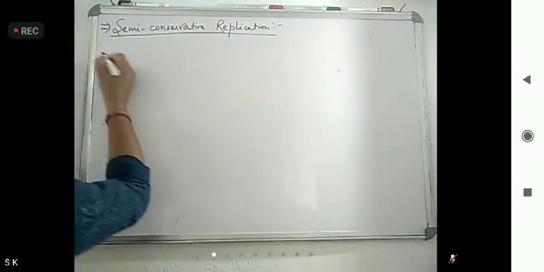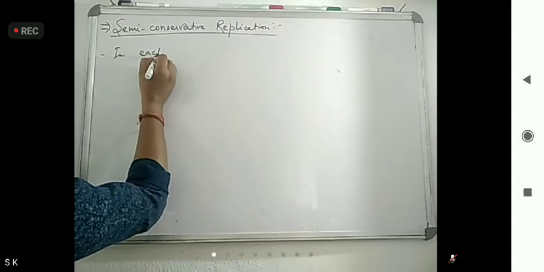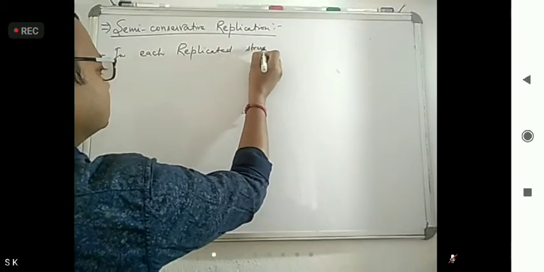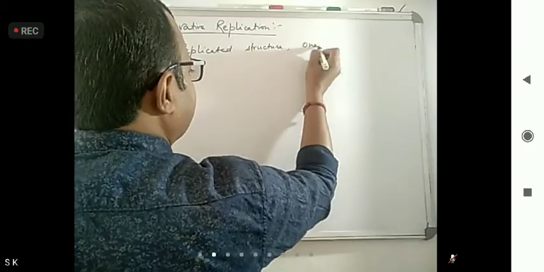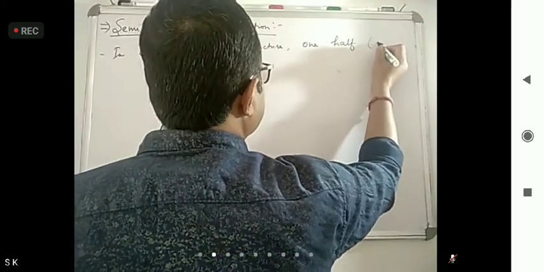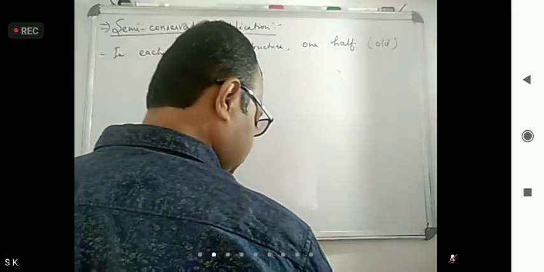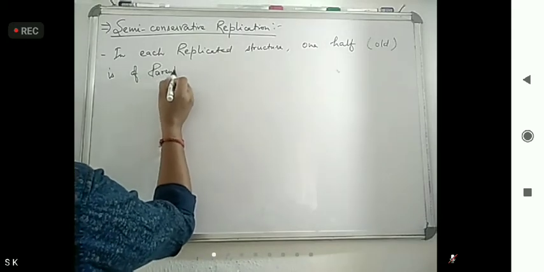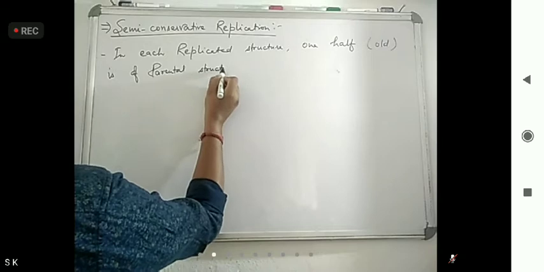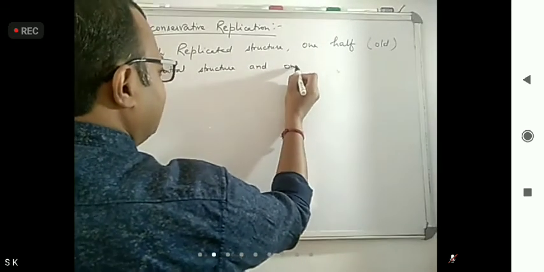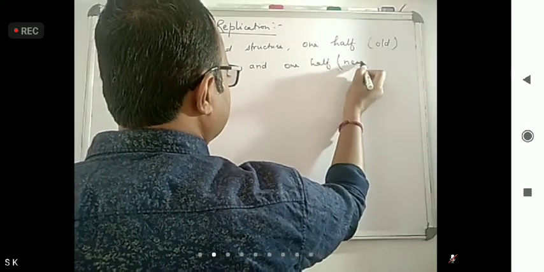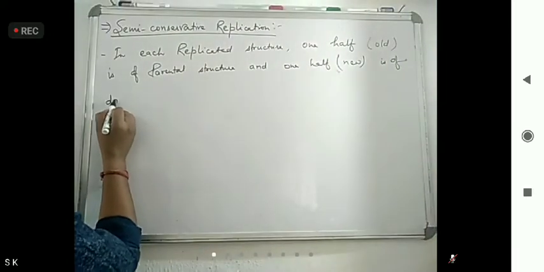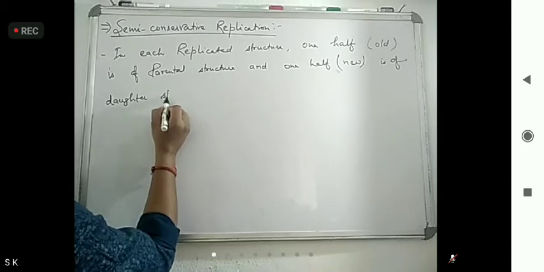So what I told, in each replicated structure, one half, that is old, one half is of parental structure, and one half new. Okay, and one half is of daughter structure.